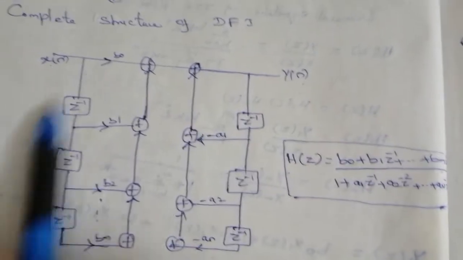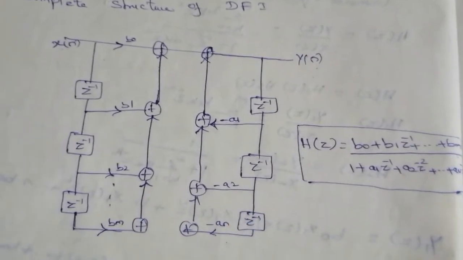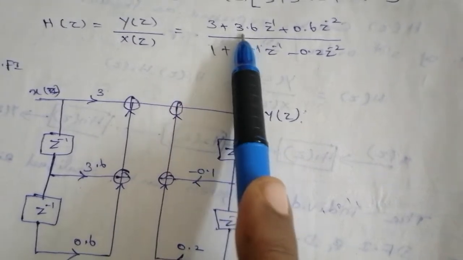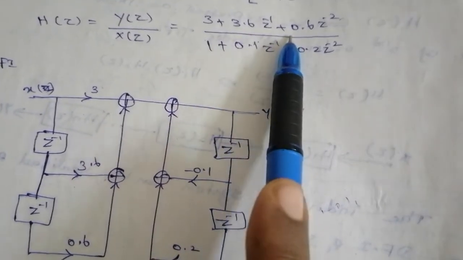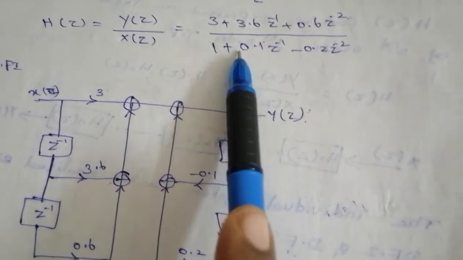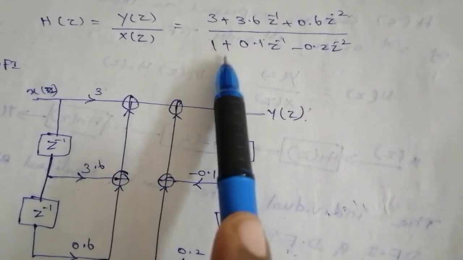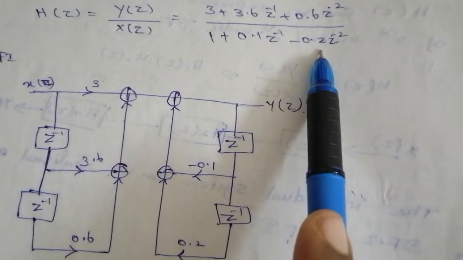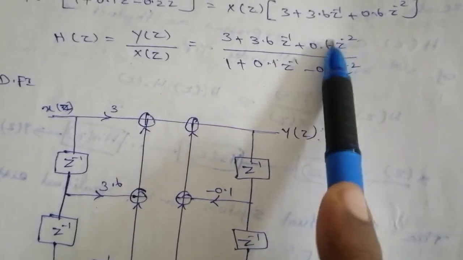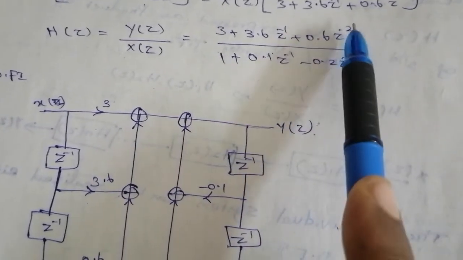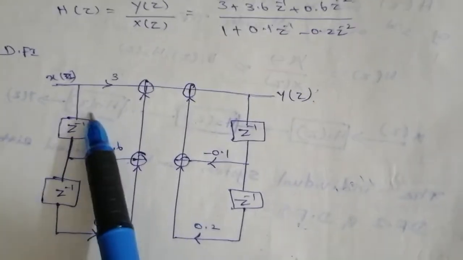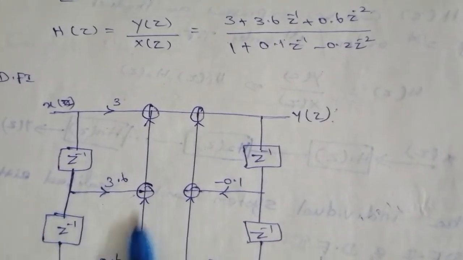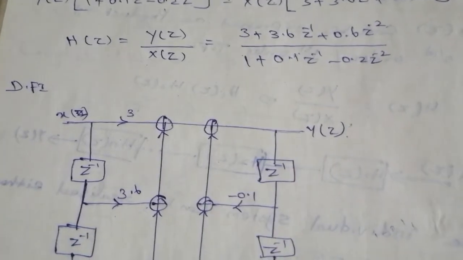Now compare this with our problem, okay. So here P0 value is 3, P1 value is 3.6, P2 value is 0.6, and A1 value is, here the symbol is plus, so we have to take minus. So A1 value is minus 0.1 and A2 value is plus 0.2. Here the highest delay power is 2 only, so we have to draw 2 delays: Z minus 1, Z minus 2. This is the numerator value, this is the denominator value.